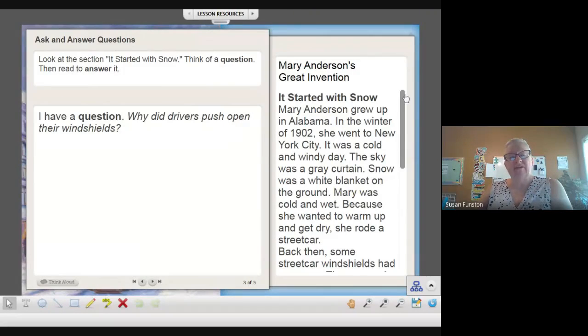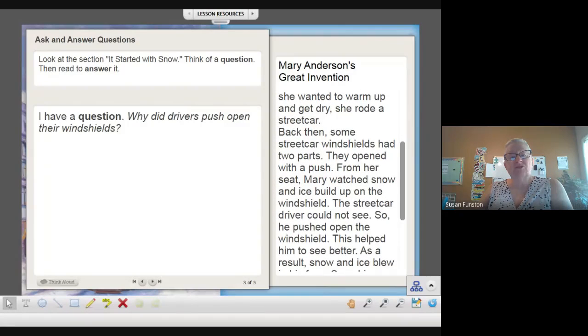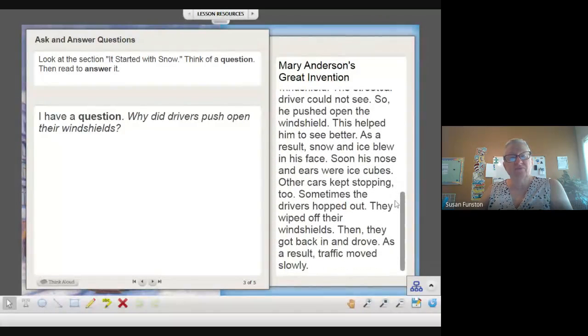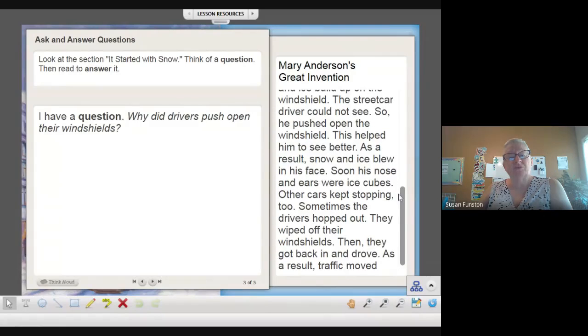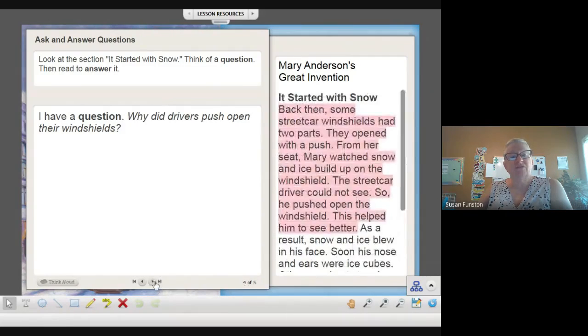So let's go back and see if we can find that answer. Back then, some streetcar windshields had two parts. They opened with a push. Okay, so they opened their windshields so that they could push off the snow. So he pushed open his windshield in order to help him see better. So we have highlighted our text evidence to answer our question of why did drivers push open their windshields.